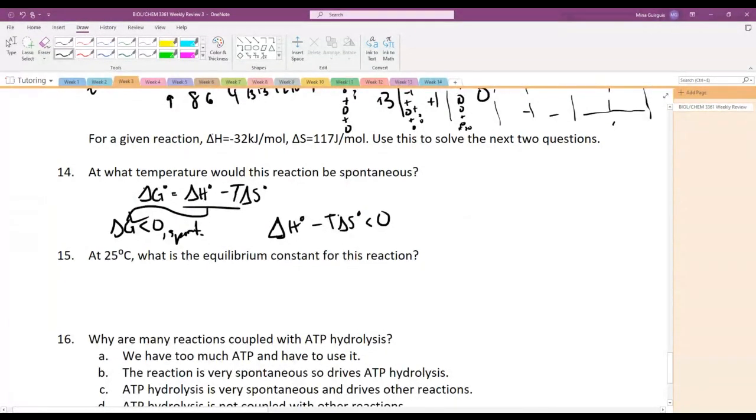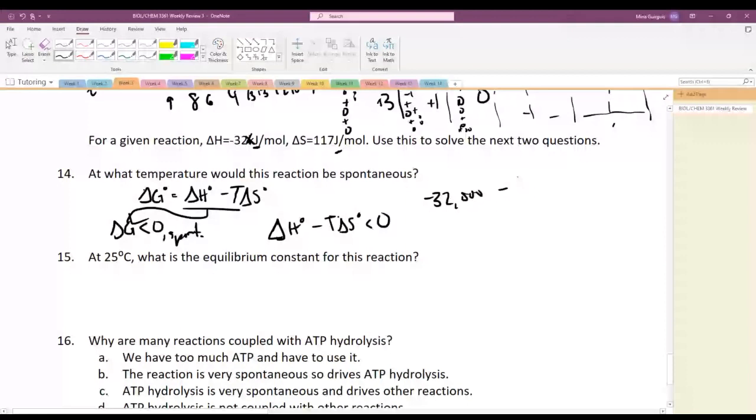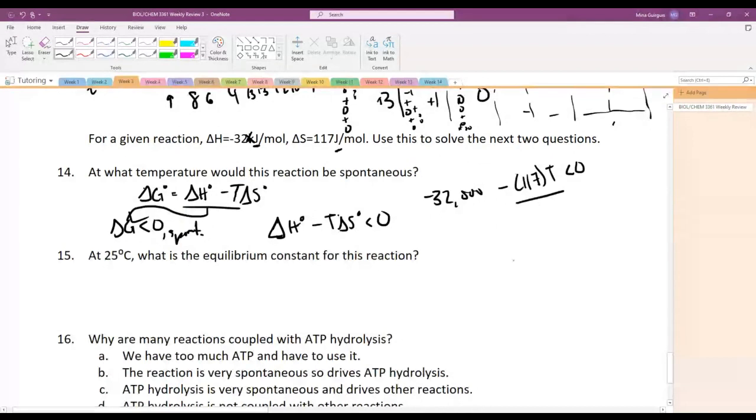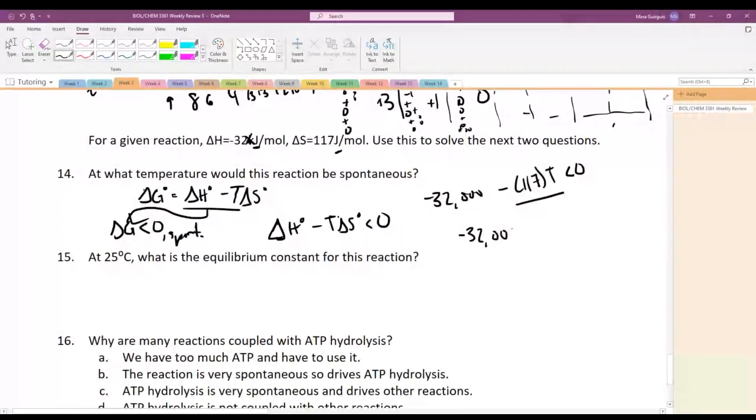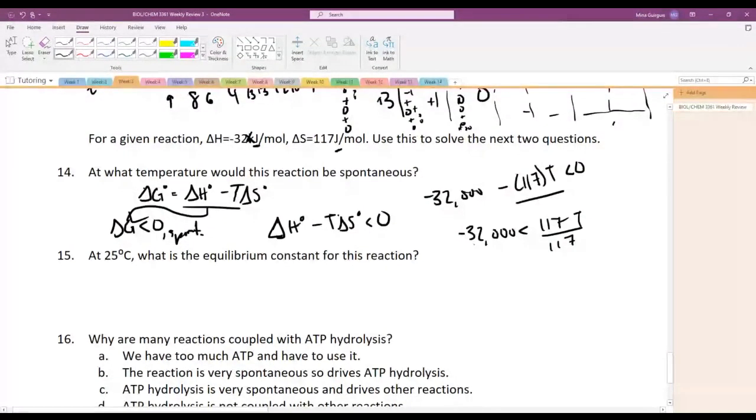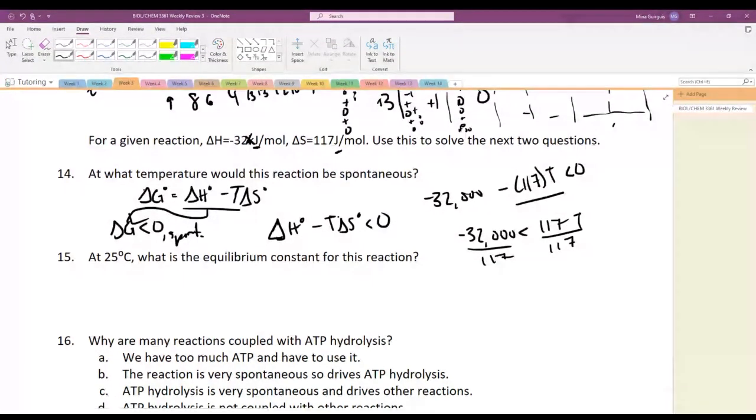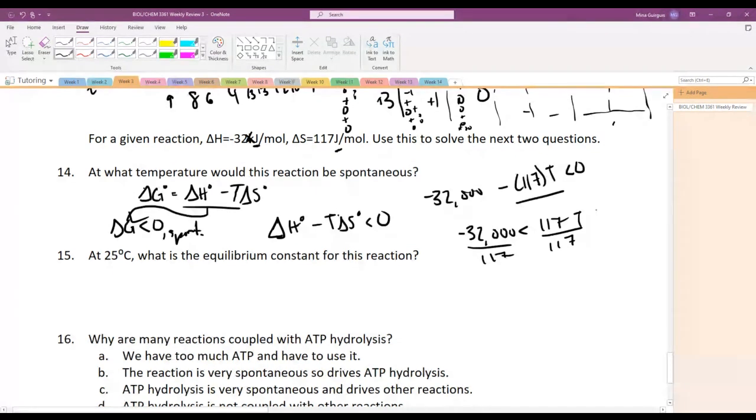So delta H, and I'm going to use joules in this case rather than kilojoules. That's something I always want to remind you of. Keep track of your units. Negative 32,000 minus 117 times T is less than 0. I'm going to add 117 T to both sides. Negative 32,000 is less than 117 times T. Divide by that number. You're going to get 273.5.